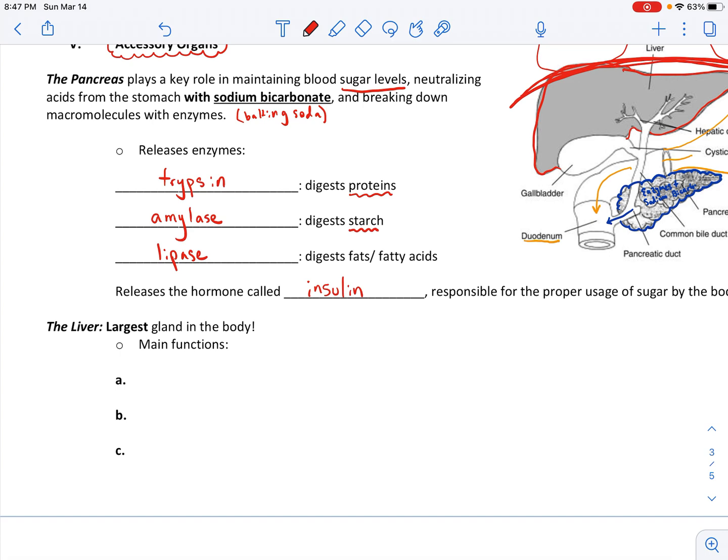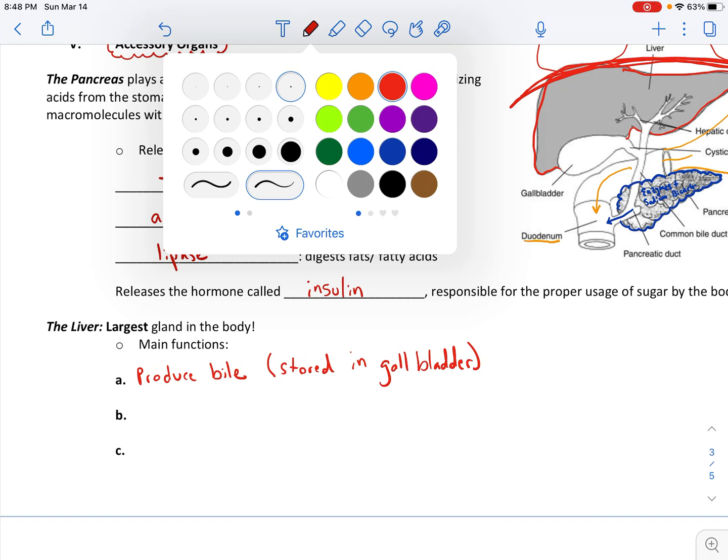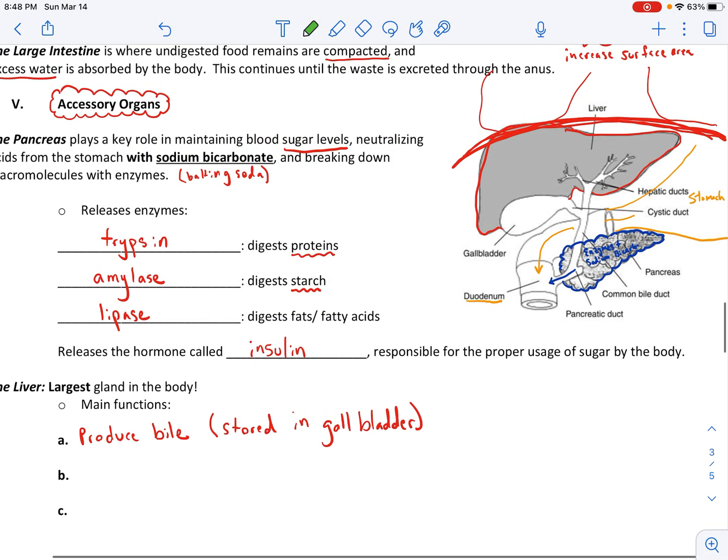Its job is to produce bile. And bile is stored in the gallbladder. Now, bile is a green substance, so I'm going to go over here and color the gallbladder green.